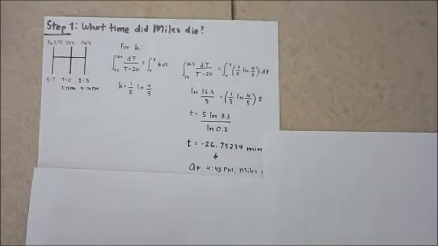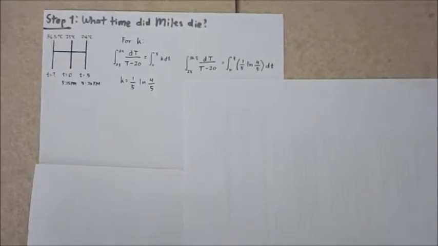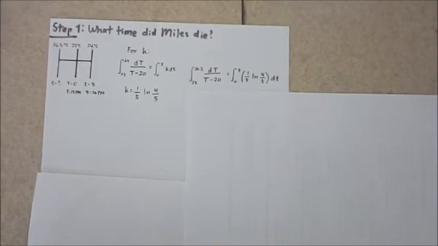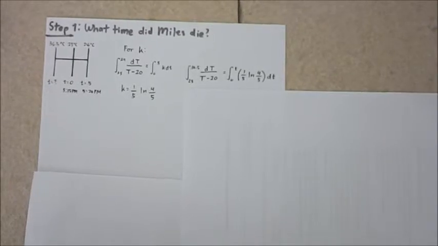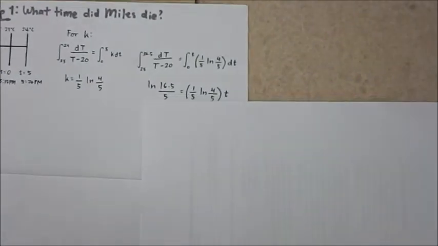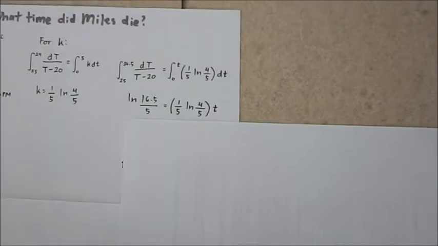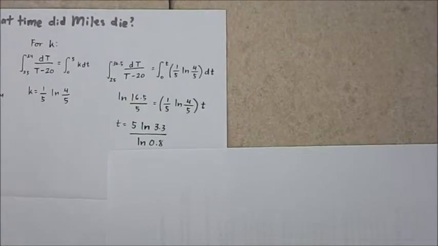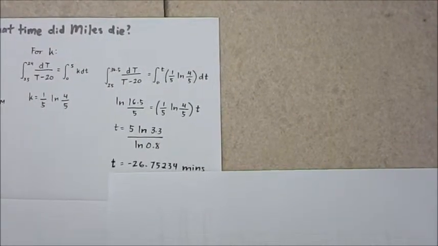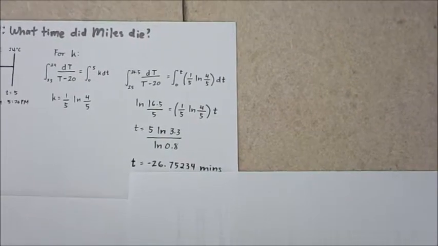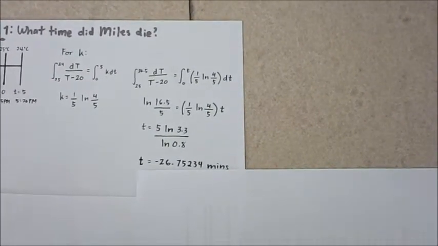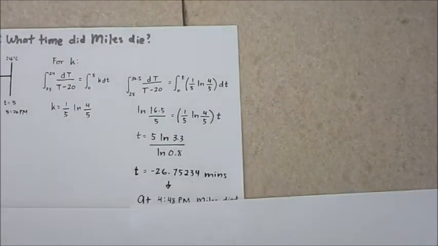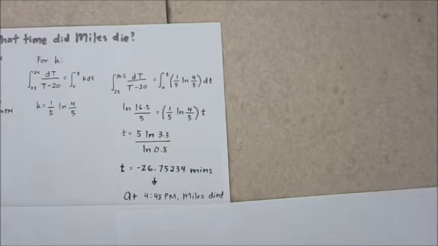And then as we got k, we would be getting this equation wherein we have to find the time when the body temperature is already 36.5 degrees. Just plug in, then we'll get the time. Although it is negative, it just means that it is before 5:15 p.m., which was stated as time equals 0. Therefore, Miles died at 4:48 p.m.